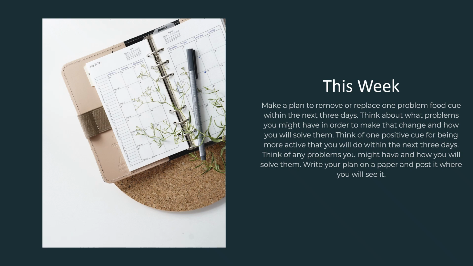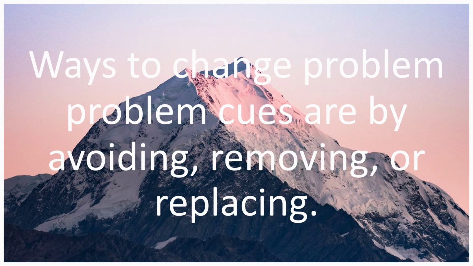This week, make a plan to remove or replace one problem food cue within the next 3 days. Think about what problems you might have in order to make that change and how you will solve them. Think of one positive cue for being more active that you will do within the next 3 days. Think of any problems you might have and how you will solve them. Write your plan on a paper and post it where you will see it. Ways to change problem cues are by avoiding, removing, or replacing.